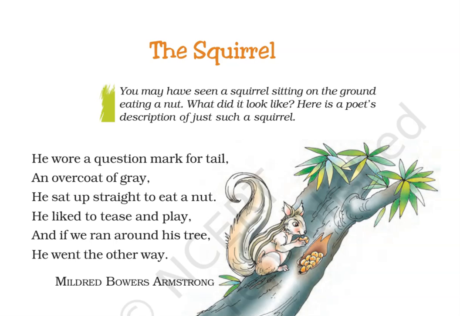The Squirrel. The poet starts with a question: have you ever seen a squirrel sitting on the ground? And if you have seen, you must have noticed that the squirrel eats something. This something is nuts. And how does the squirrel look? Because the poet has seen it, the poet describes how the squirrel looks.